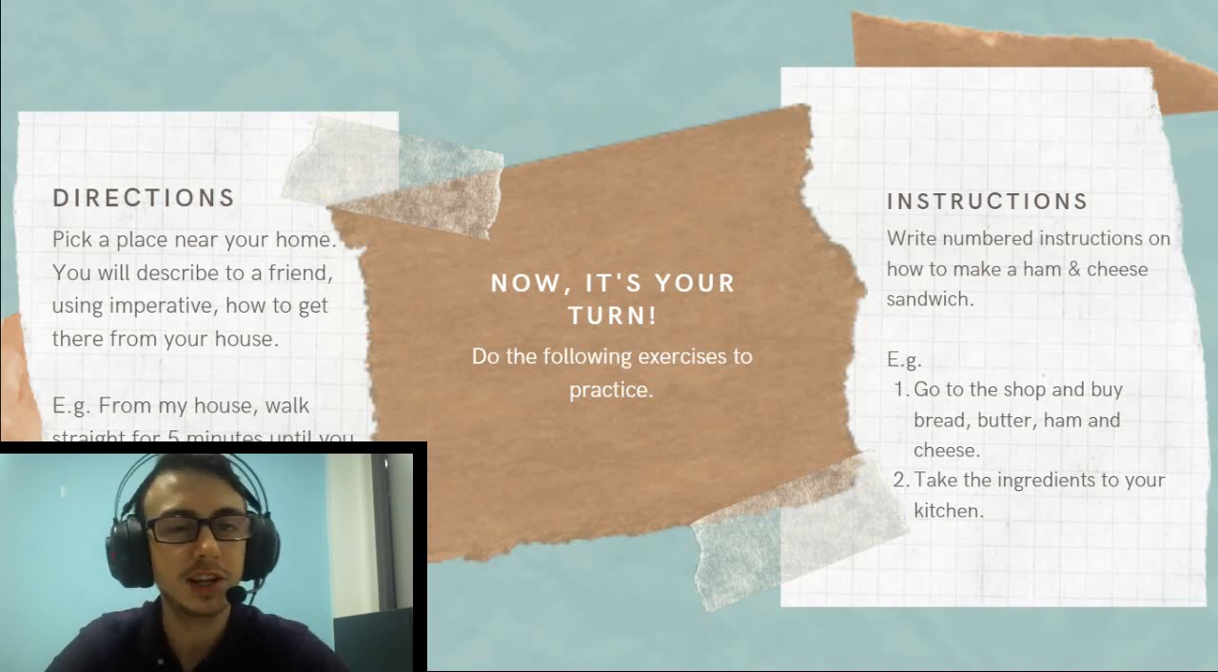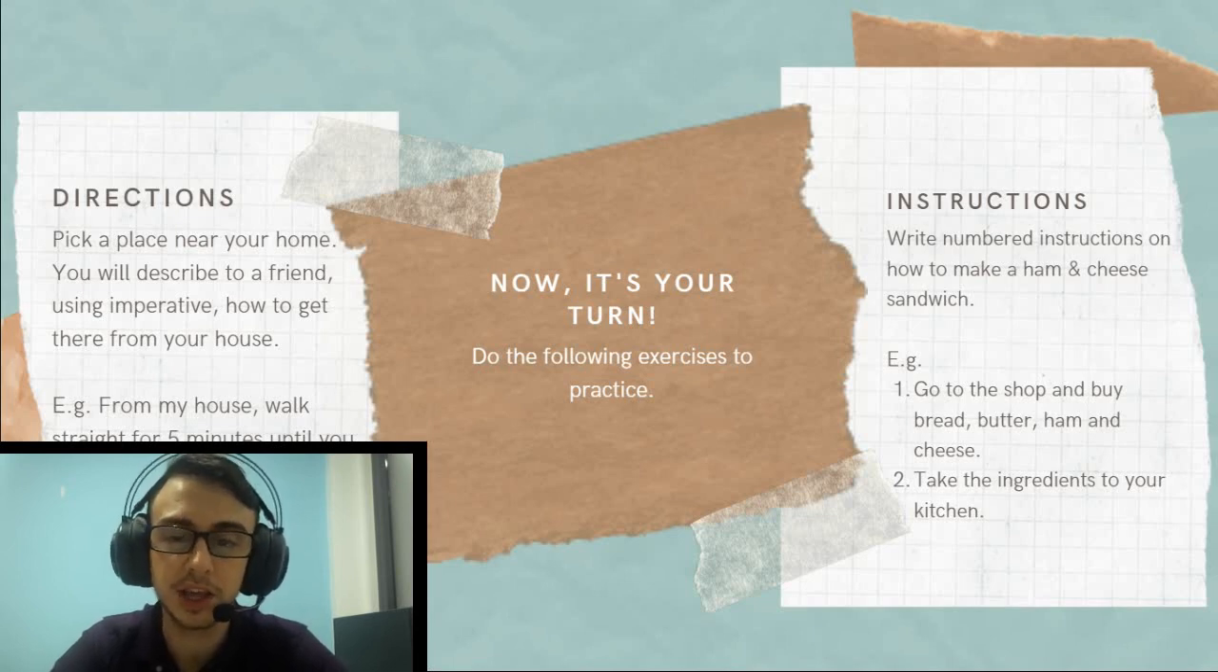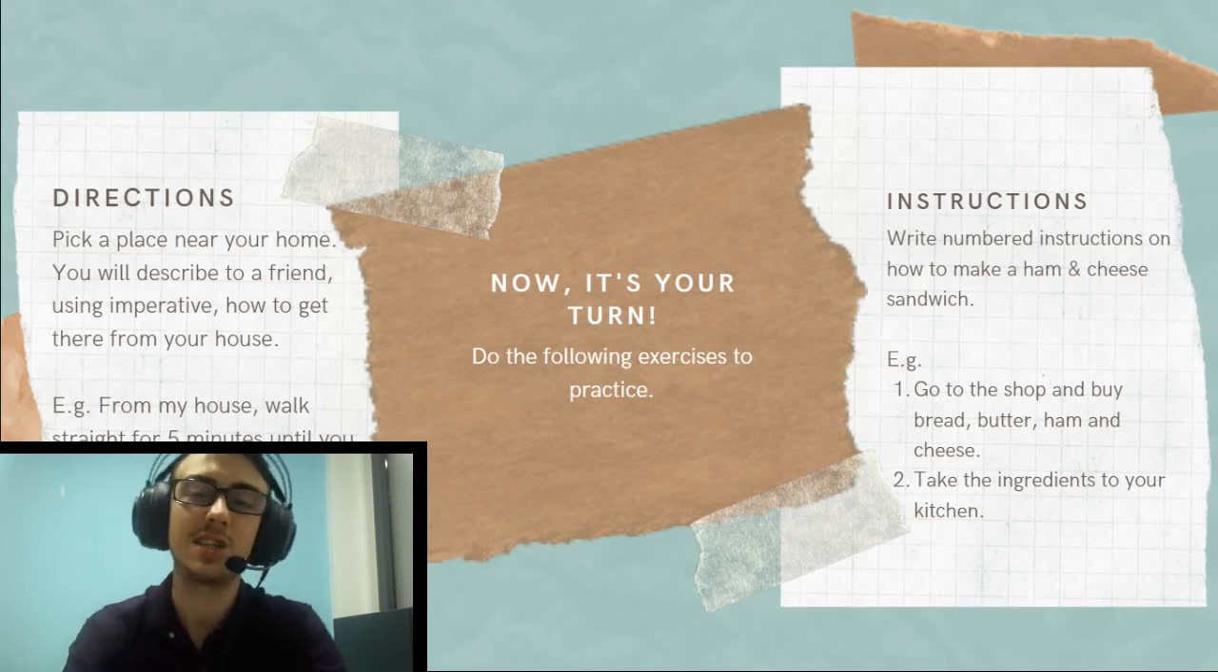And you could try to write some instructions too. You could write some numbered instructions on how to make a ham and cheese sandwich or another meal that you like. Step 1 could be go to the shop and buy bread, butter, ham, and cheese. Take the ingredients to your kitchen. Okay? So 2 exercises for you.